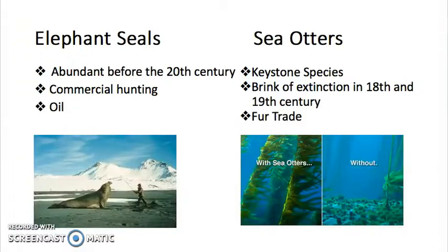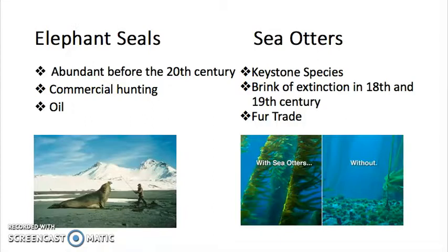Another part of my chapter spoke about elephant seals. They were abundant before the 20th century, and then hunters found out that they could get many pounds of oil from killing even just one. They would hunt hundreds of them all at once, and they almost hunted them to extinction, but thankfully there was an effort put in so that they could be saved again.